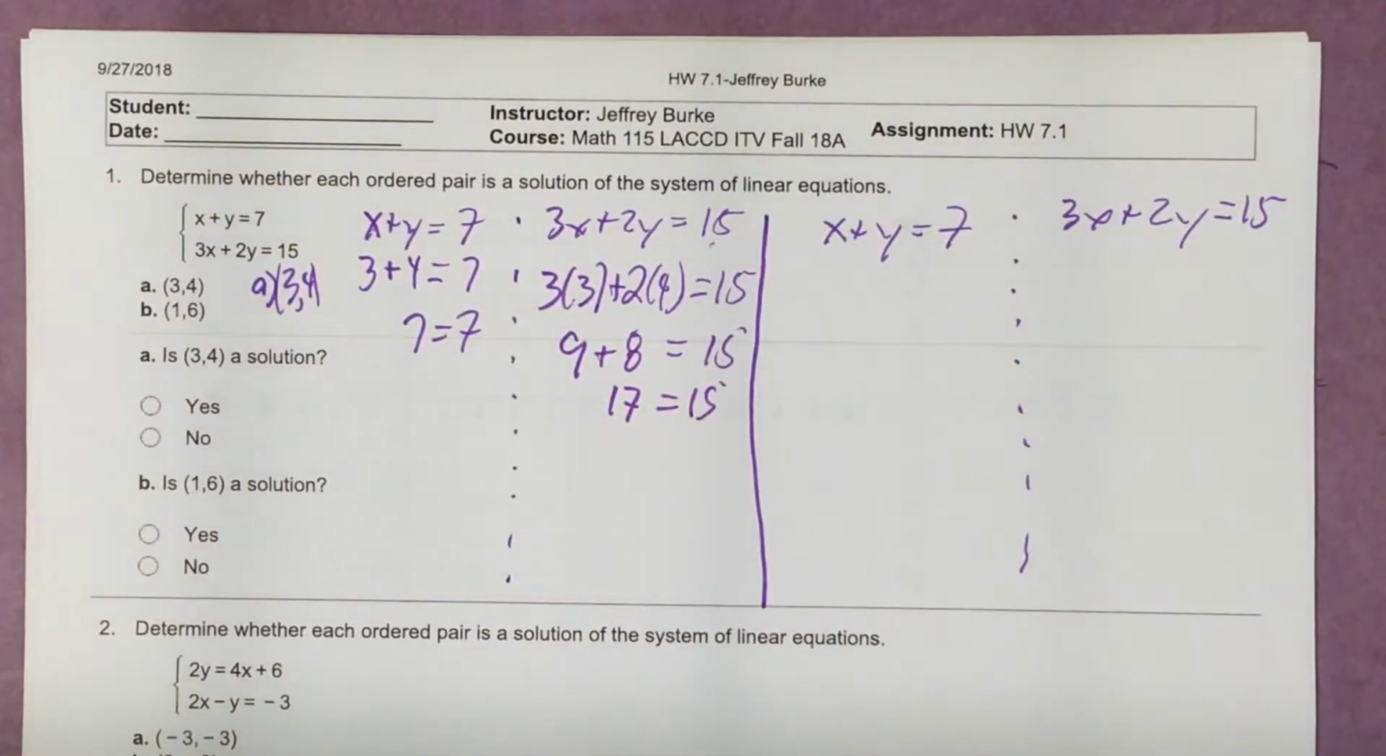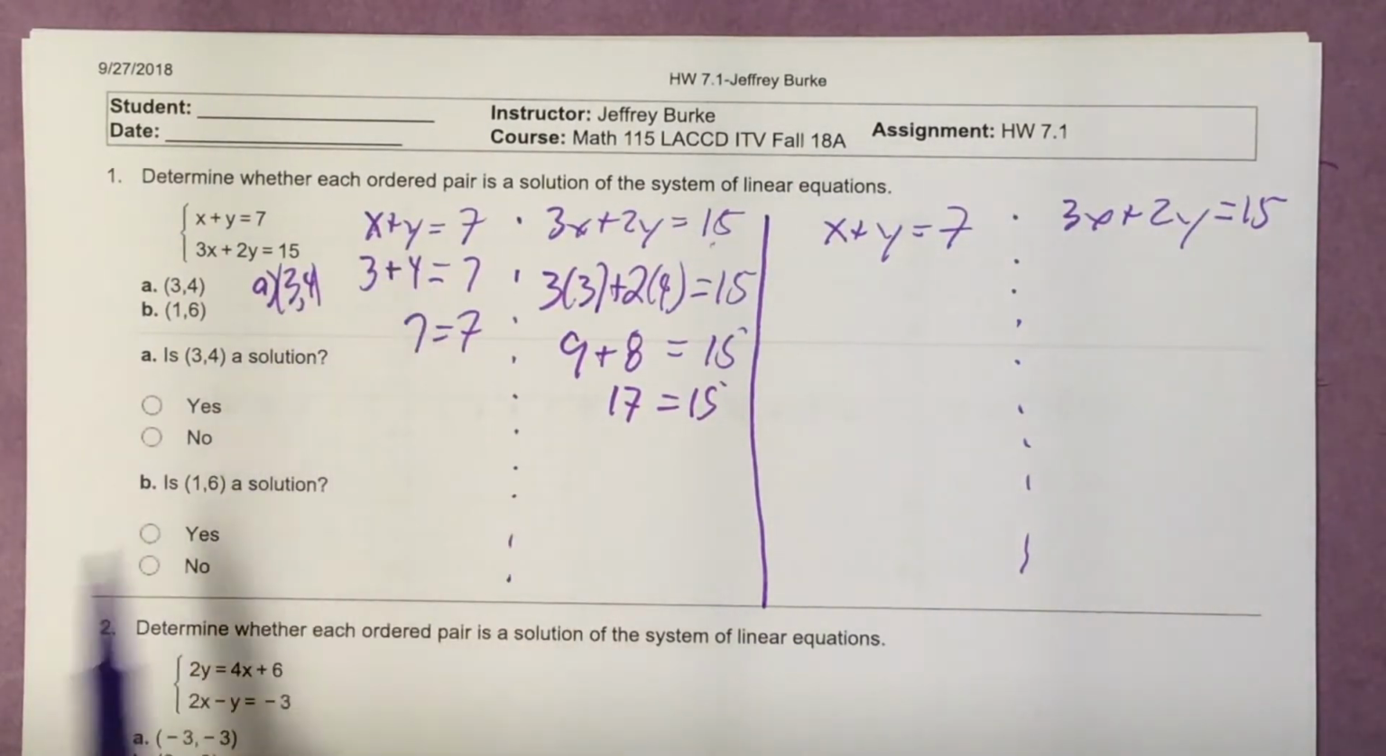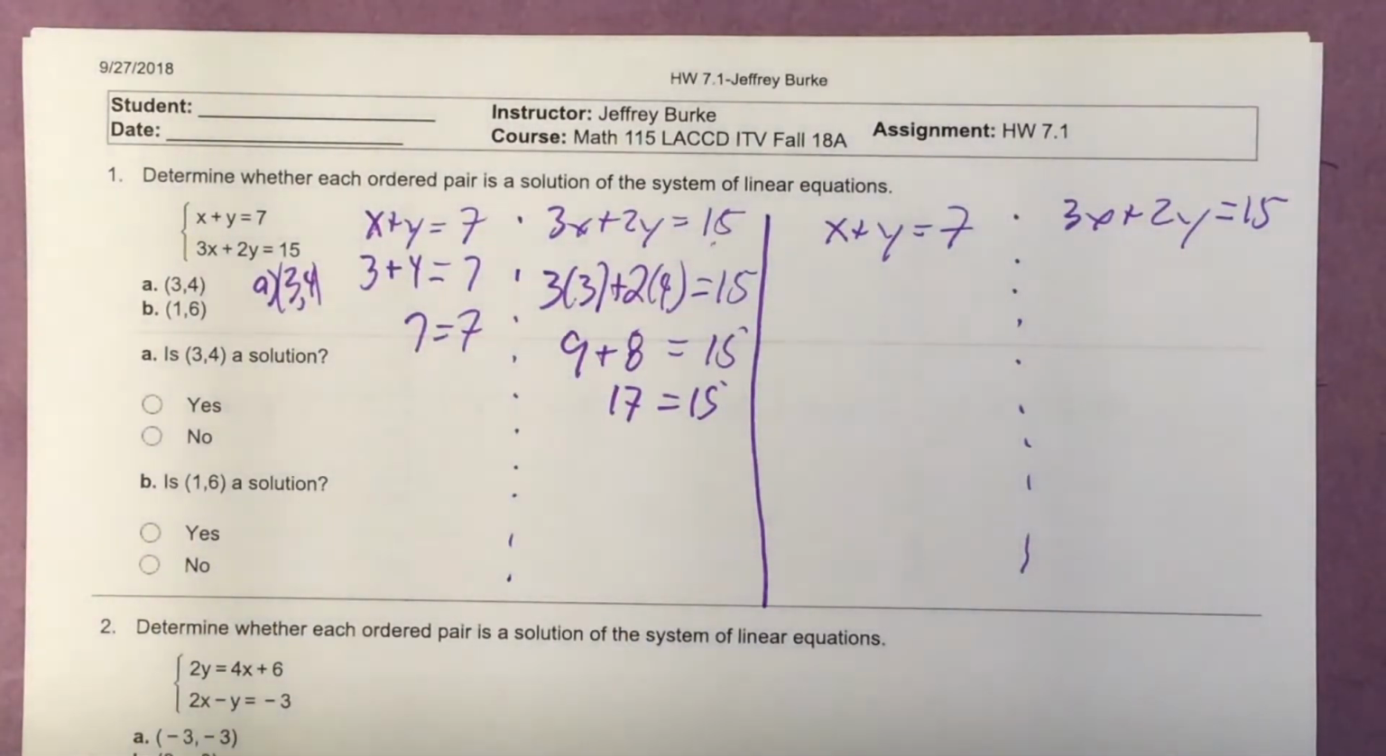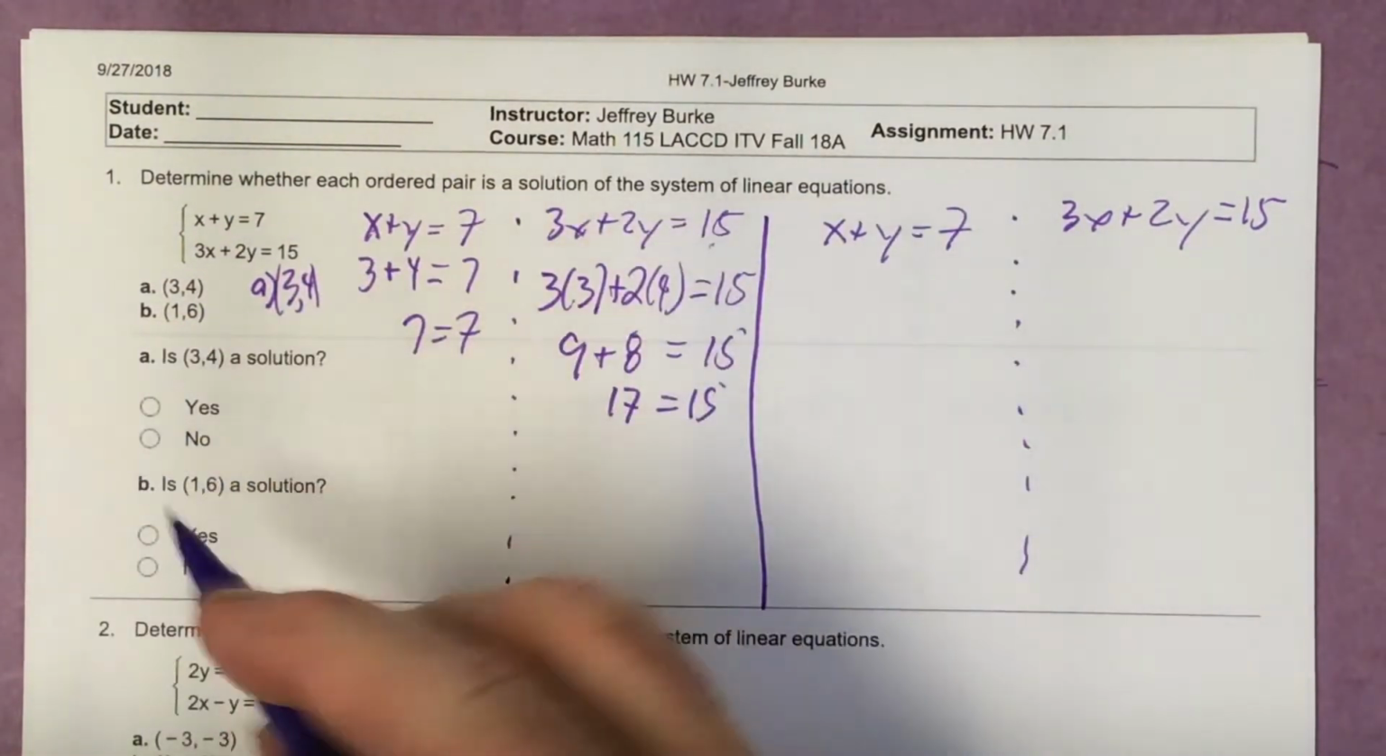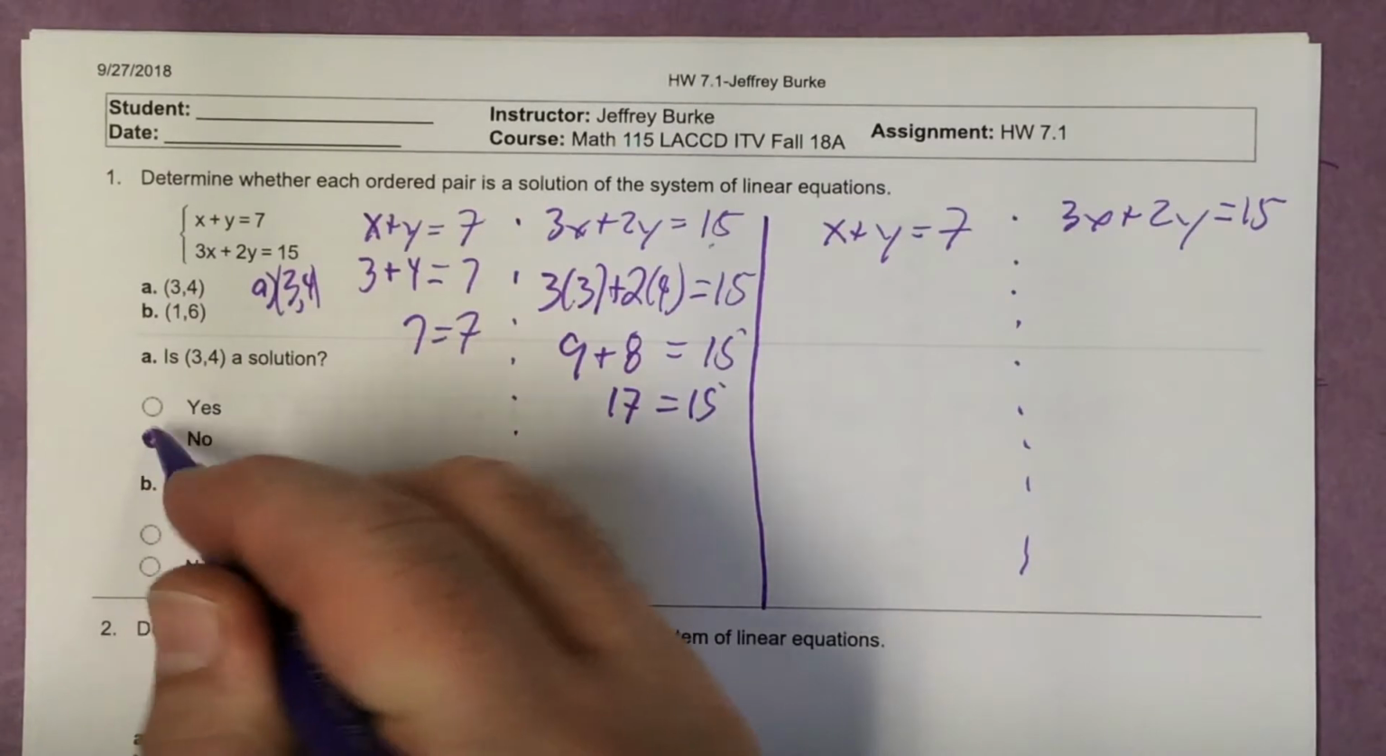Well, since 17 is not equal to 15, that is a point on this line, but this is not a point on this one. So there needs to be a point that both lines happen to share. So we would say for A, that's going to be no.